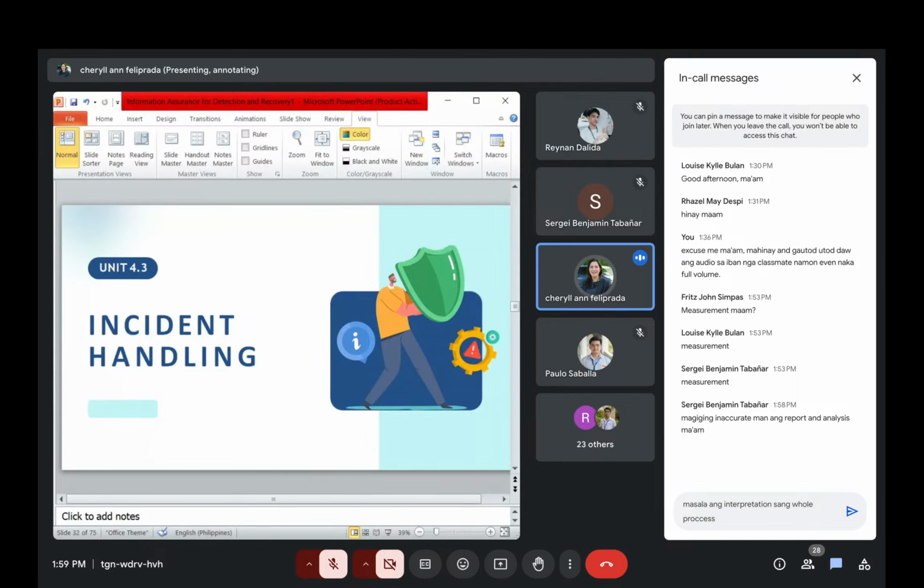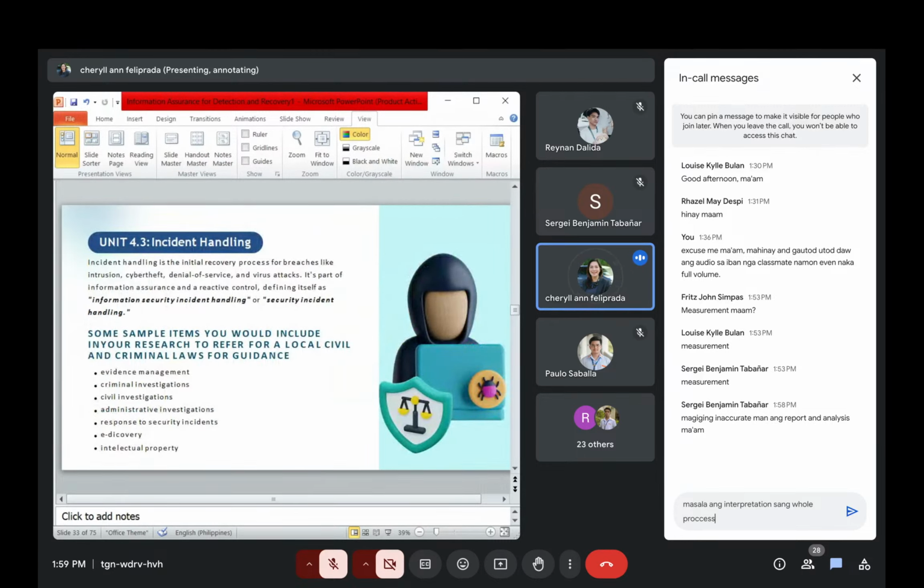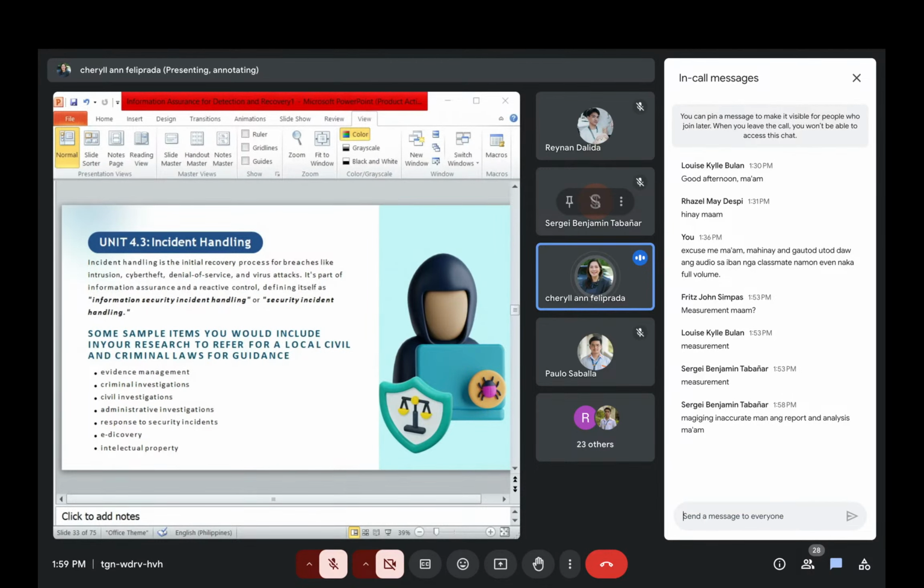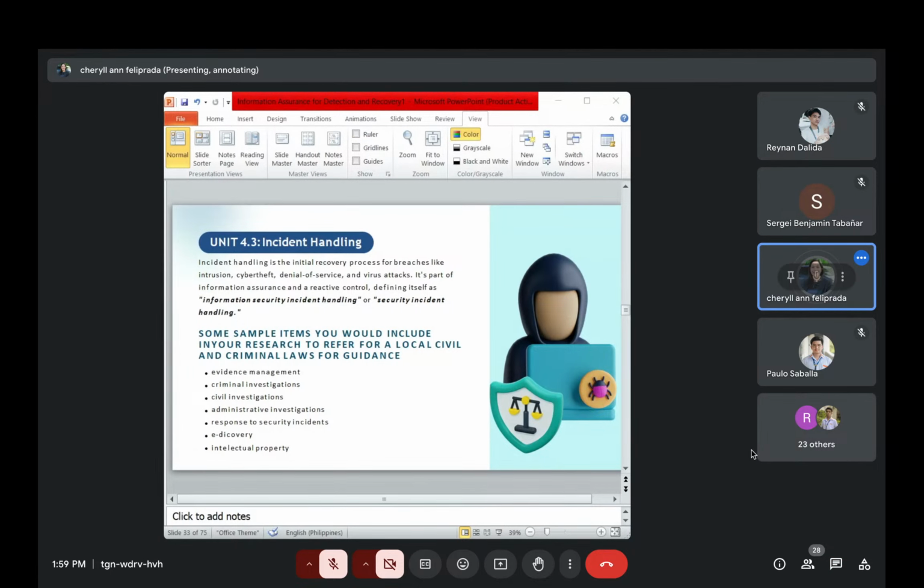Okay, so for the last topic this afternoon, we have incident handling. So how do we handle incidents? Incident handling is very important. It is the first step in an actual recovery process. It is the activity undertaken by the organization to manage the consequences of a breach, to minimize both tangible and intangible damage. Okay? So it is part of information assurance, but it is a reactive control.